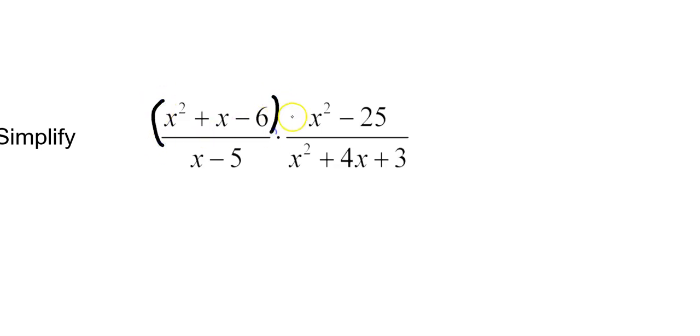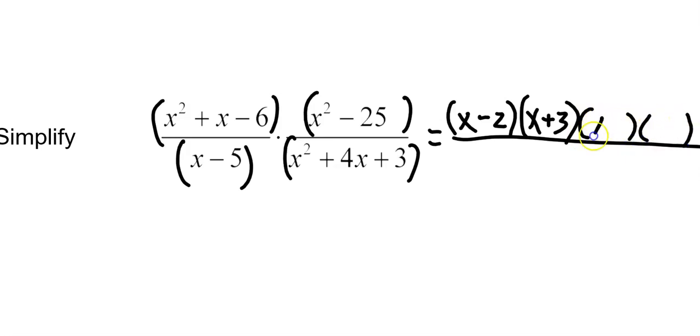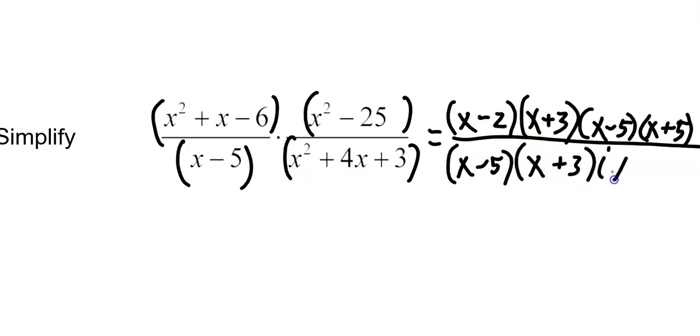Getting the idea here. So always factor first. If it can be factored, you want to factor that. So this one would be, let's see, I think that factors. So x and x, factors of 6 that add to 1. Maybe 3 and 2. Adds to +1, so I think that would be plus and that's minus. And hopefully you see difference of squares there. That would be x minus 5 and x plus 5. And in the denominator, we have x minus 5, and this one would be x plus 3 times x plus 1.